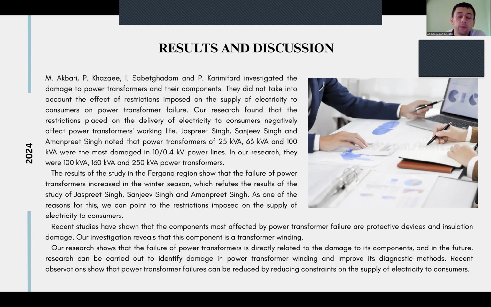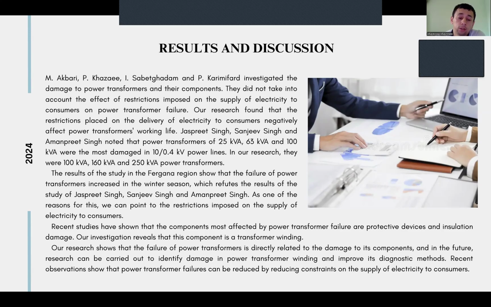The result of the study in Fergana region shows that the failure of power transformers increased in the winter season, which refutes the result of the study of Sins. As one of the reasons for this, we can point to the restrictions imposed on the supply of electricity to consumers.